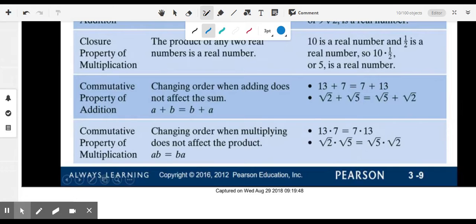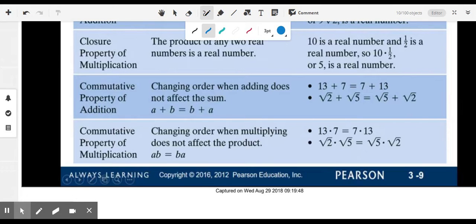So the commutative property just states for addition and multiplication, it doesn't matter which order the two numbers are in. Okay, that's the commutative property of addition or multiplication. Obviously, if it's a plus, it's addition. If they're pushed together or a multiplication symbol, it's property of multiplication.